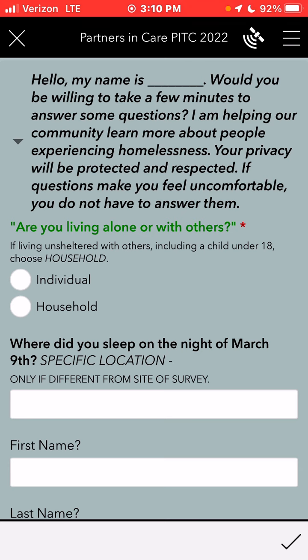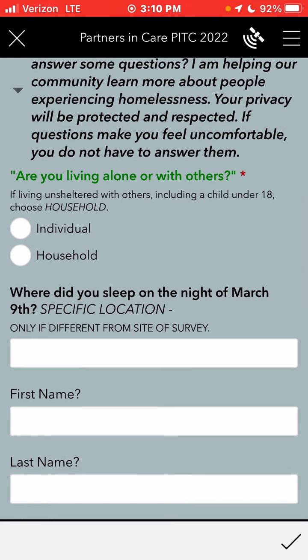If they agree to take the survey, then you can start. Are you living alone or with others? If living unsheltered with others, including a child under 18, choose household. For this example, I'm going to choose household.